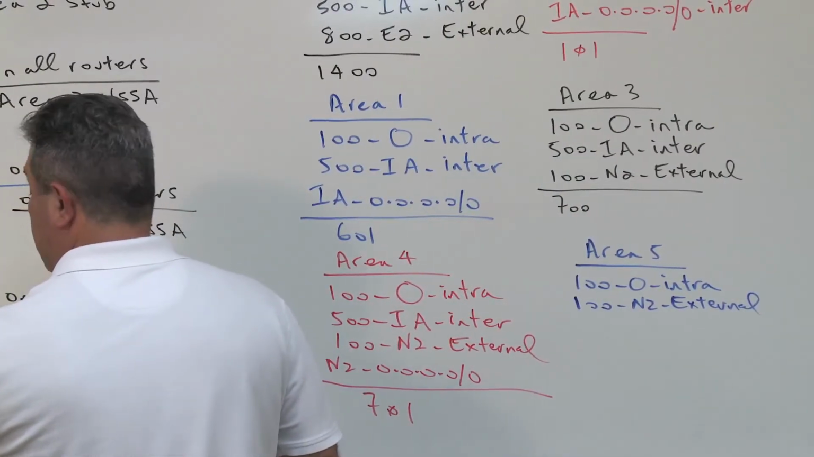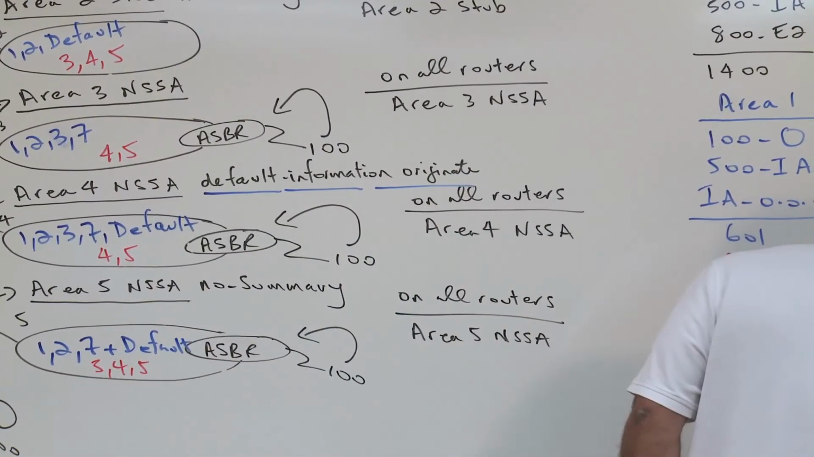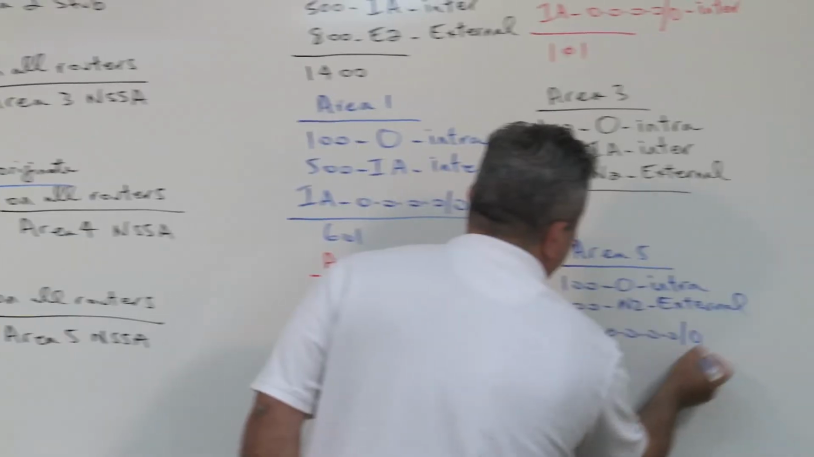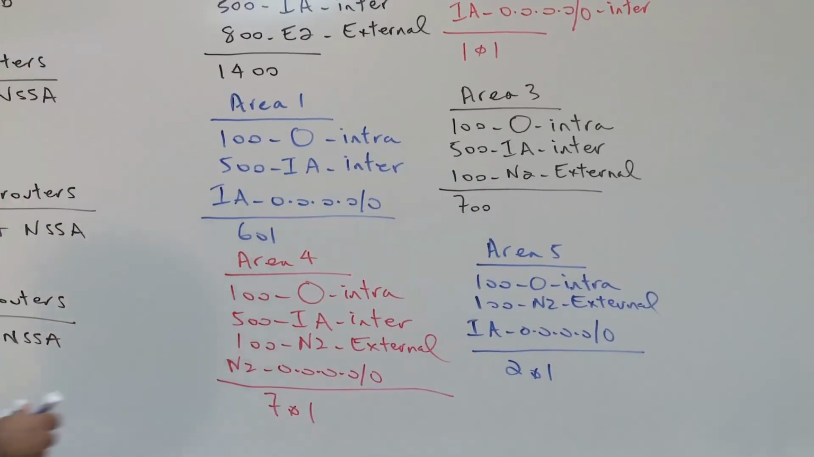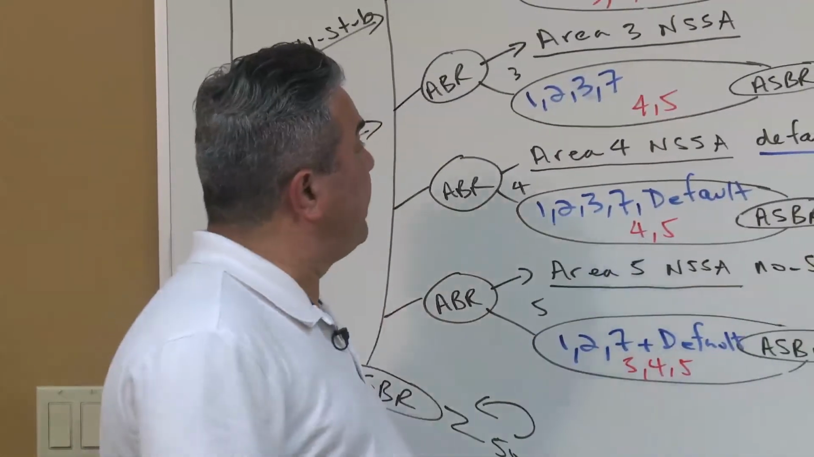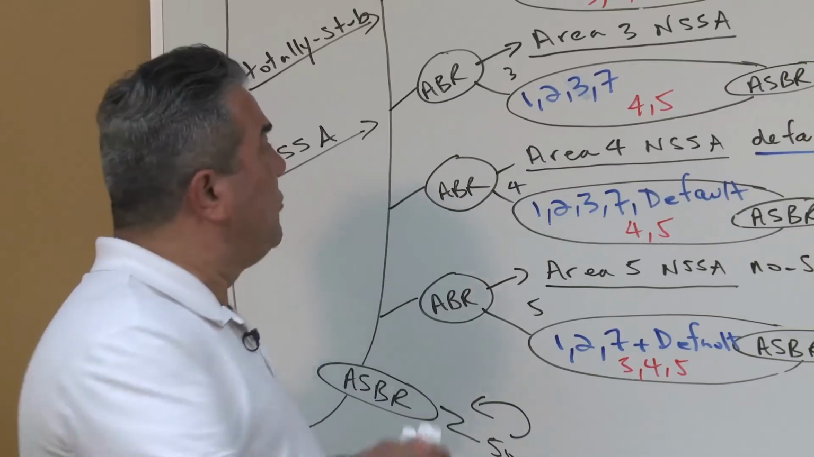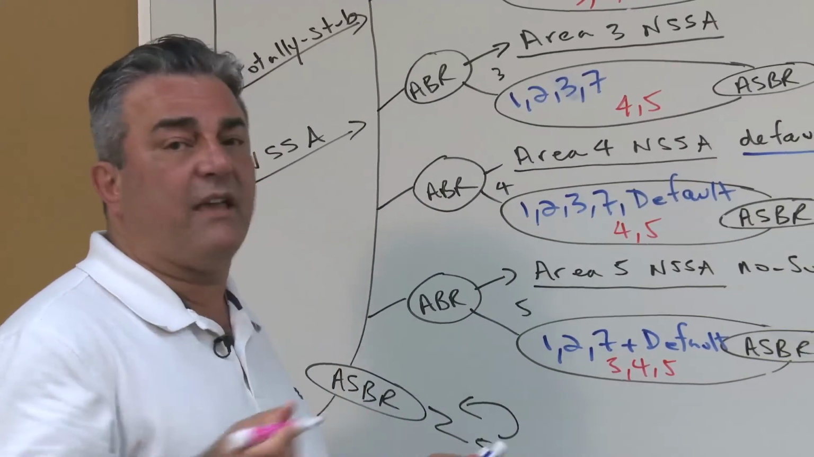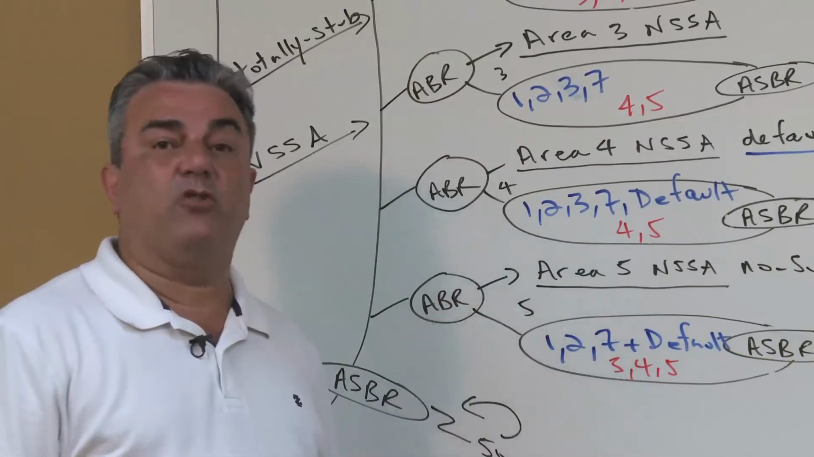And we see a default route here. The default route is injected as IA. Total number of routes, 201 routes. Now, what if our ABR in area 3 redistributes a loopback interface, or redistributes a whole bunch of routes from another routing domain?